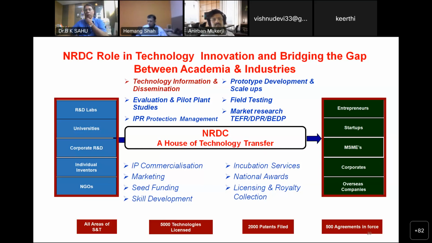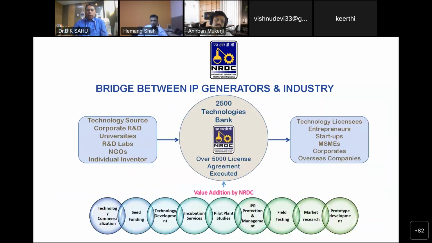If the technology or technology know-how is successfully commercialized and the product comes to the market, how we are collecting the royalty and sharing the royalty with the innovator, that is the best way of benefit sharing of intellectual property under the TRIPS framework. So we are a national institution with great integrity of IP management, IP commercialization, and many more value additions: technology development and validation for commercialization, pilot plant studies, incubation services, field testing, market survey, prototype development, and we have reached out to many stakeholders of the knowledge economy.